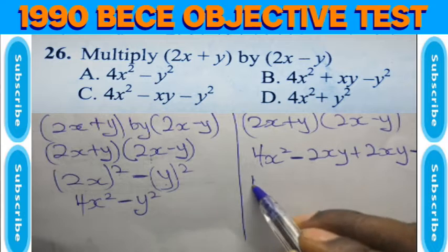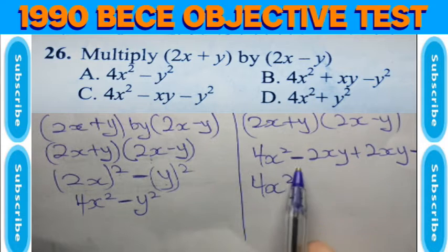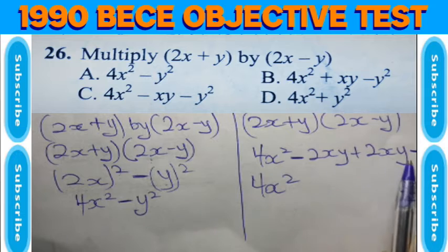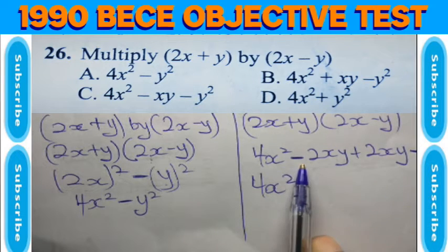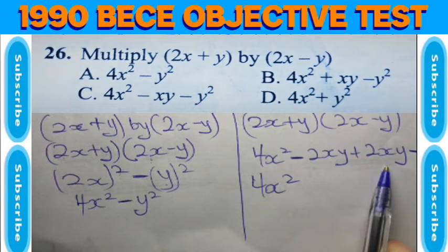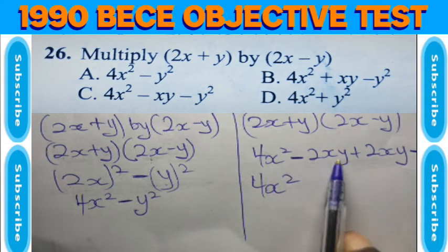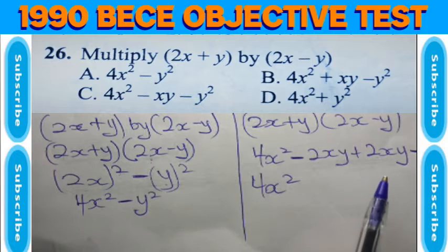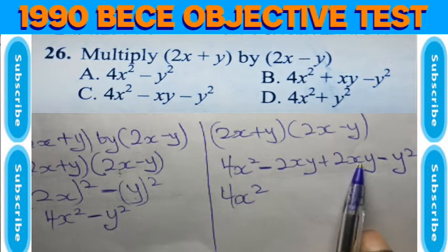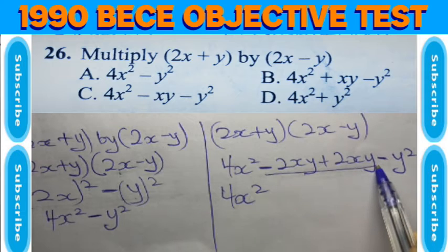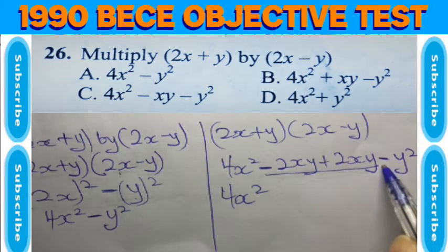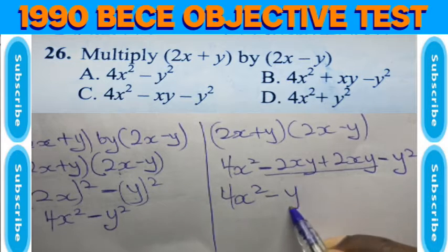So over here, we have 4x squared, then minus 2xy, and then plus 2xy. The 2xy terms are like terms, so we can find their sum. It's negative 2 plus 2, and it boils down to 0. So it's the same as 2xy minus 2xy, that will give us 0. So all these expressions over here will give us 0. So we only have minus y squared left.